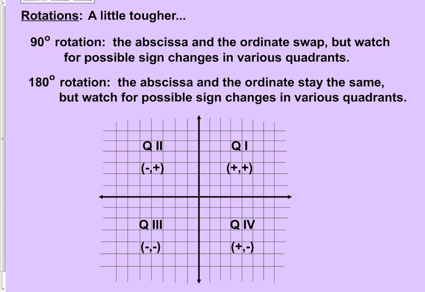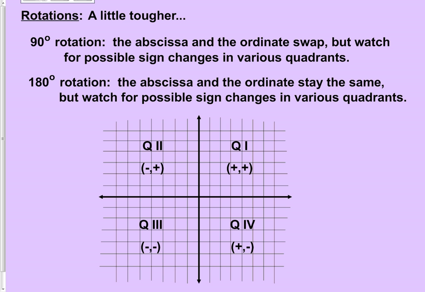Now, of course, the top right quadrant is quadrant 1. That is where everything is positive. And then the quadrant naming system rotates counterclockwise from there. So top left is quadrant 2. That is where the x's are negative, but the y's remain positive. And then the next one's quadrant 3. That's where everything is negative. And the next one is quadrant 4.